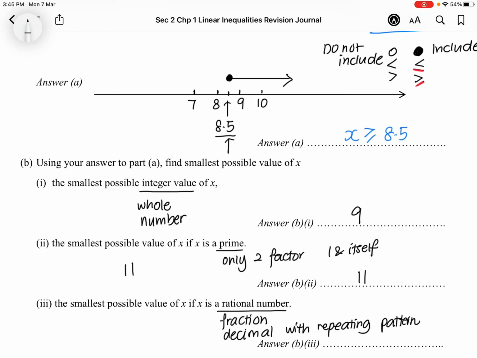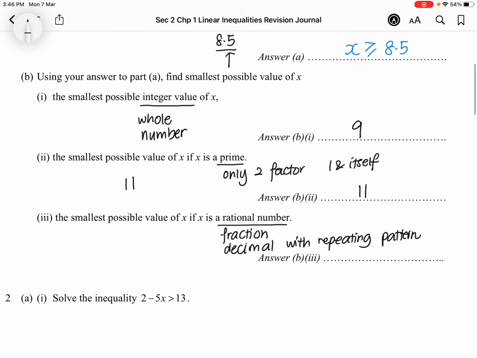So now 8.5 is 8.5, right? So it's actually a fraction. So my smallest possible value of x will be the number 8.5, because 8.5 can be written as 8.5, it can also be a fraction. Have you gotten your answer?